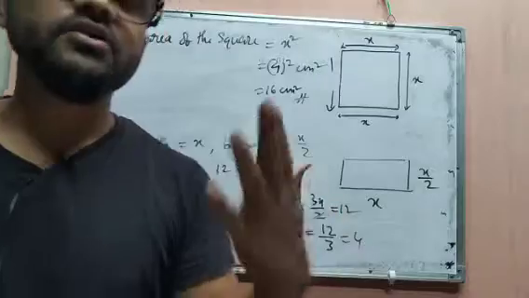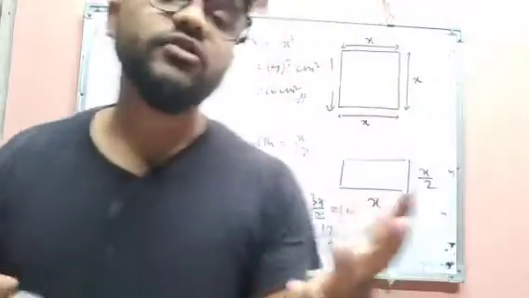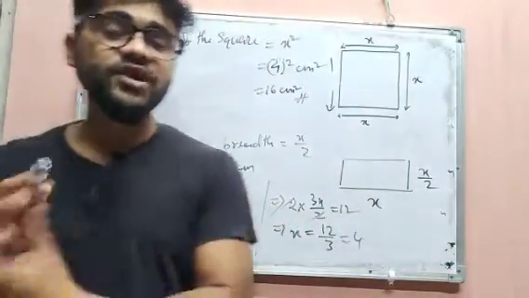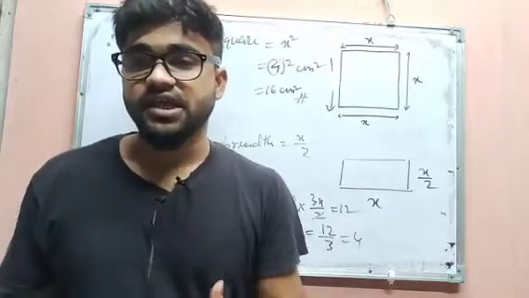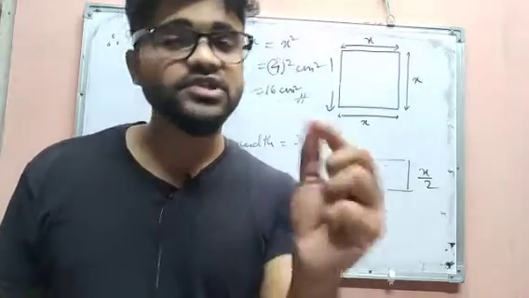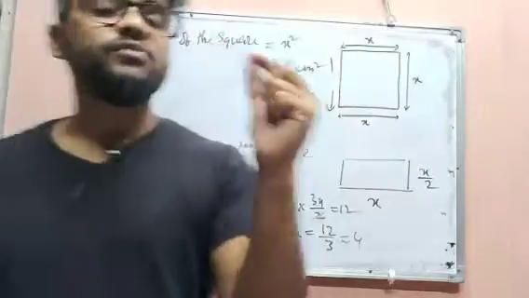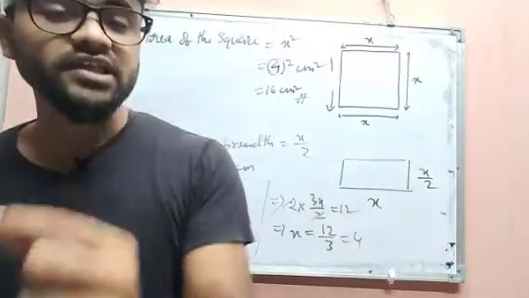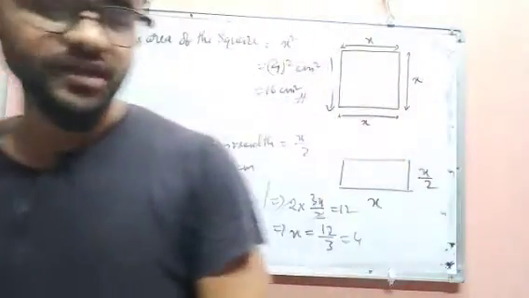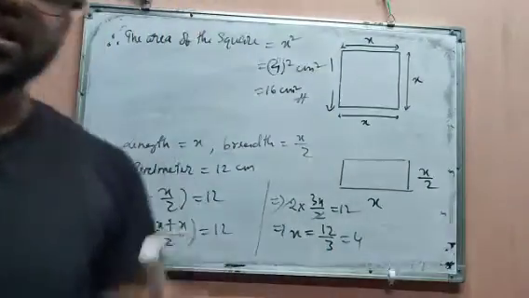We have to take what we are asked to find. And whether the length depends upon the breadth or the breadth depends upon the length. If the breadth depends upon the length, then we have to assume length first. And if the length depends upon the breadth, then we have to assume breadth first. Now we are going to discuss some maths related to money.